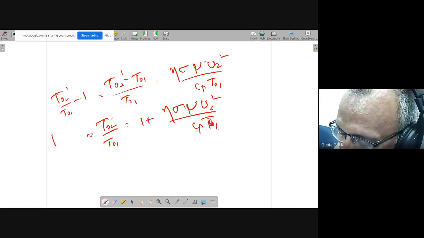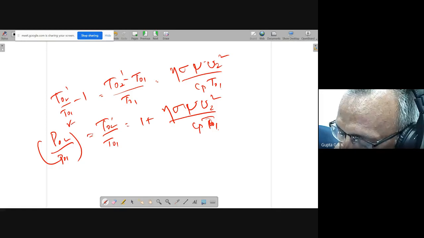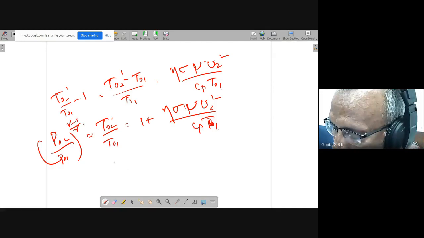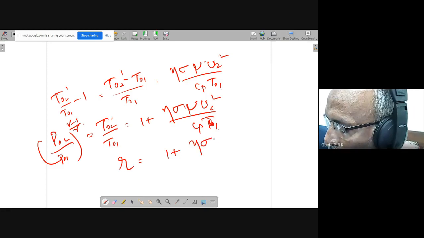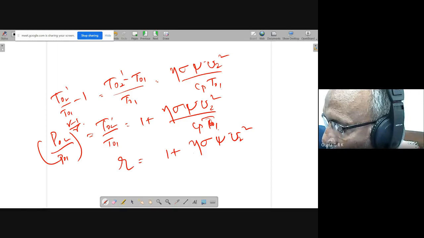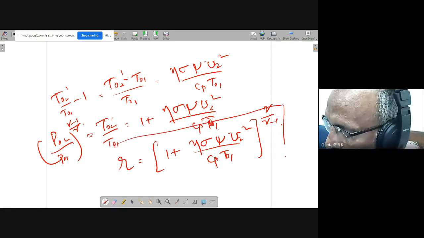This is equal to P02 by P01 to the power of gamma minus 1 by gamma. So R is equal to [1 plus eta sigma psi U2 square by Cp T01] to the power of gamma by gamma minus 1. This is the expression for pressure ratio.